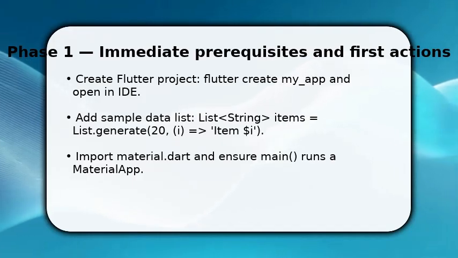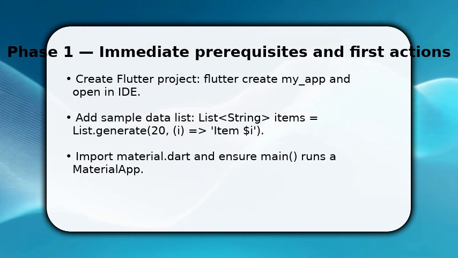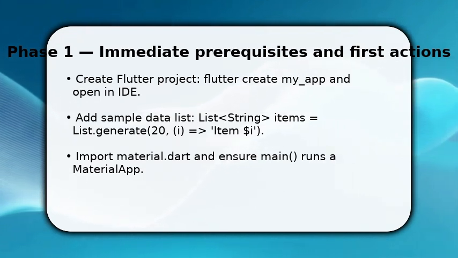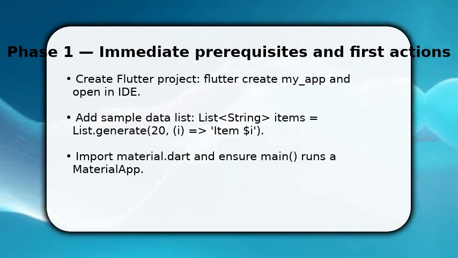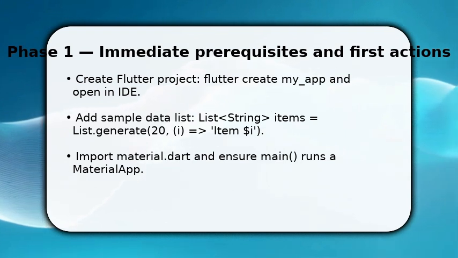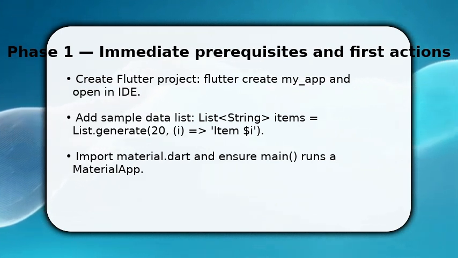You start by placing the data and scaffolding into the app so you can see results immediately. Create a sample list string with 15-20 items and import material.dart, then wrap your UI in a material app and scaffold. Once done, add a stateful widget if you need dynamic updates, otherwise a stateless widget will work.